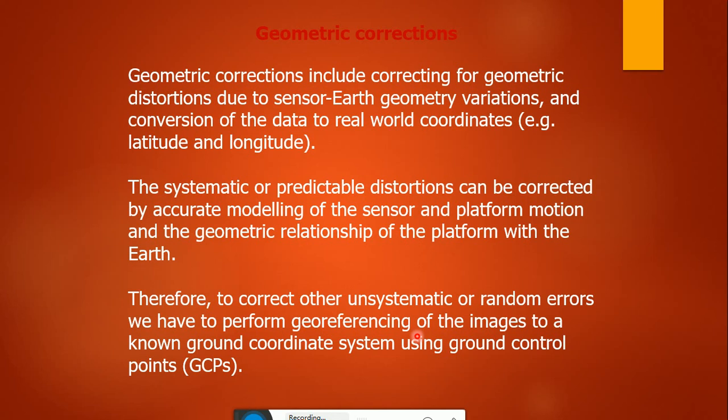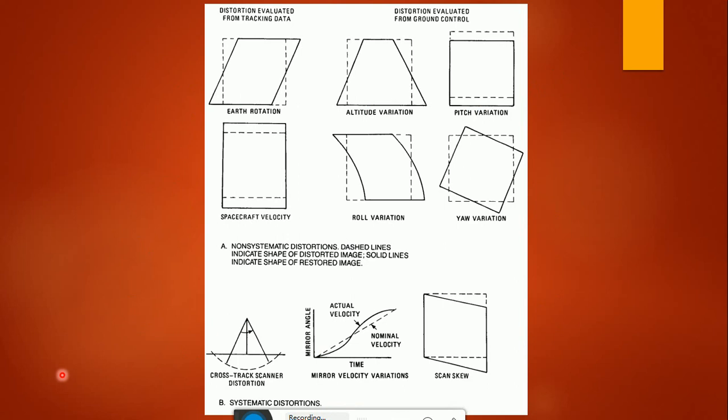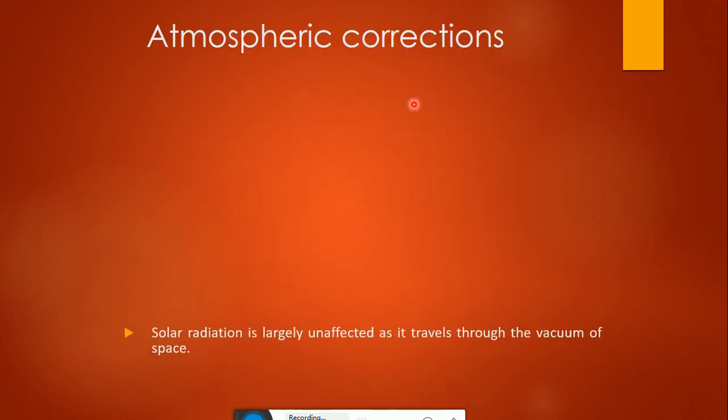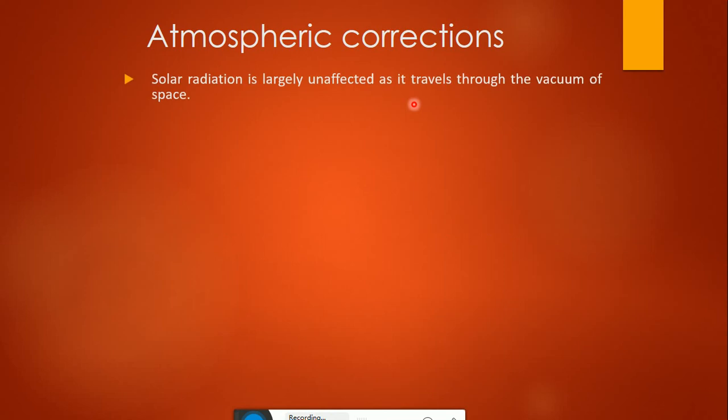Image enhancement improves interpretability of the image by increasing apparent contrast among various features. Contrast manipulation, contrast stretching, spatial feature manipulation, spatial filtering, edge enhancement and Fourier analysis, multi-image manipulation, band ratioing, principal components, vegetation indices.